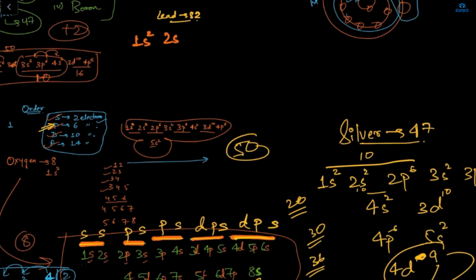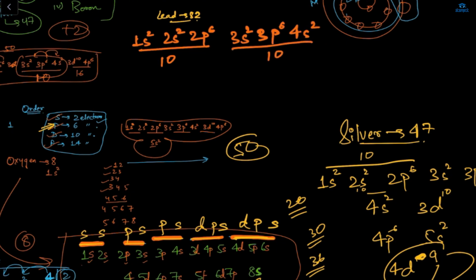1s2, 2s2, 2p6, 3s2, 3p6, 4s2. So 10, 10, 10, 20. Then 3d10, 4p6, 5s2. Yes, 16 and 18.